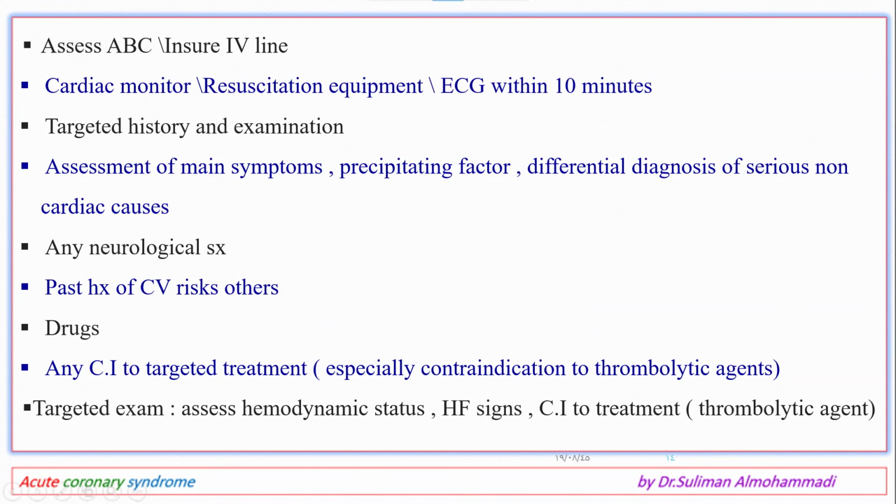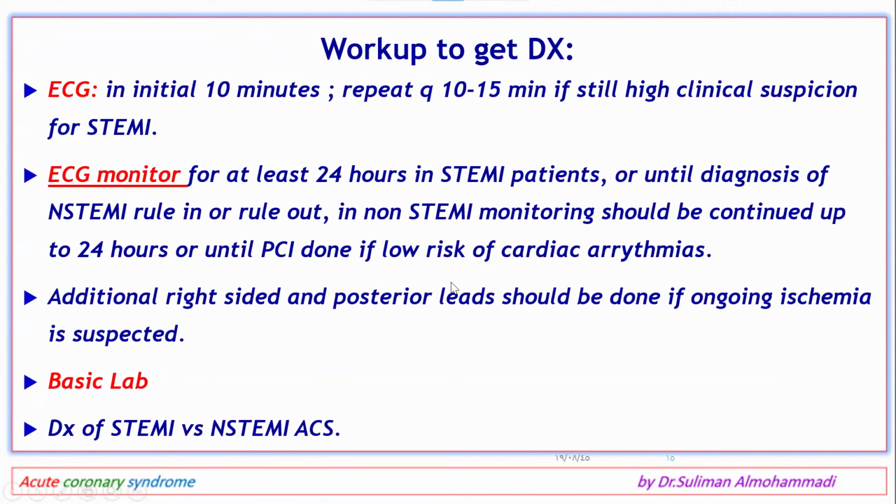And then assess the possible contraindications, either by history or by examination, to formalize the decision, or sometimes to bar the treatment, like a patient who has allergy to aspirin, or a patient who is using phosphodiesterase inhibitors, because in ACS in many situations we can use nitrate to relieve the pain. So history should elicit this before giving any treatment that may complicate our treatment. In the targeted exam, assess hemodynamic stability, pulse, heart failure signs, and contraindications to treatment, thrombolytic agents, and beta blockers. All this can be elicited by either history or examination.